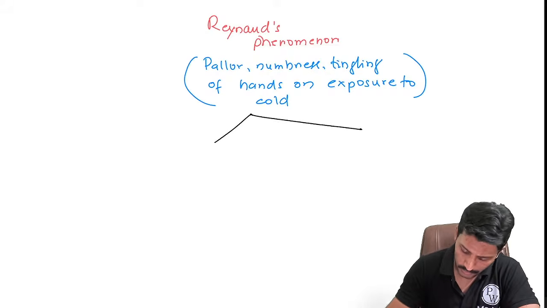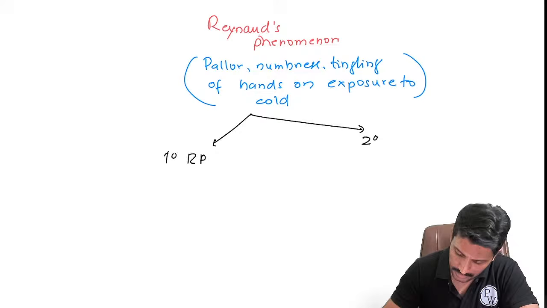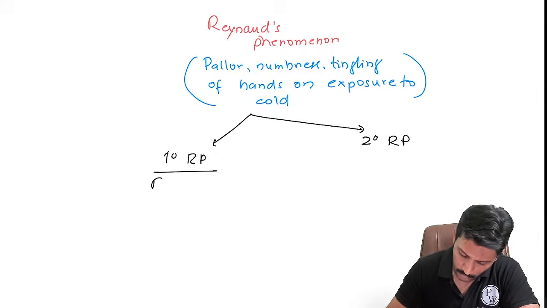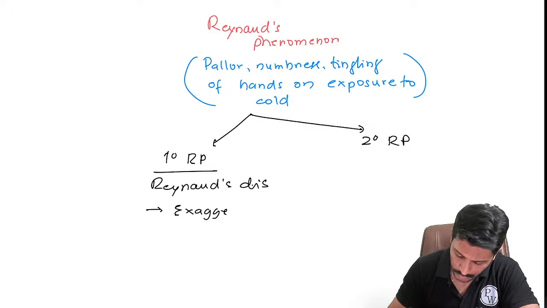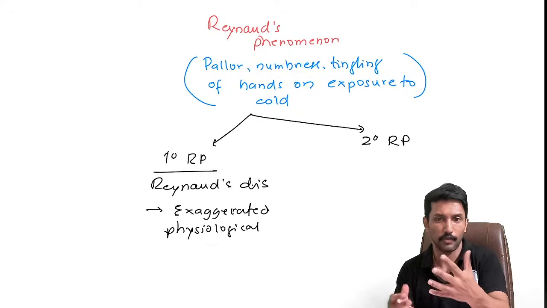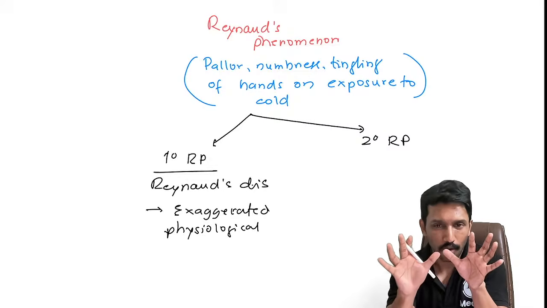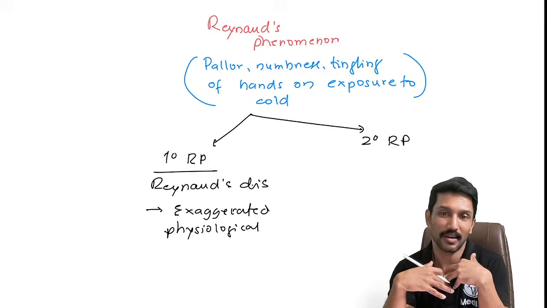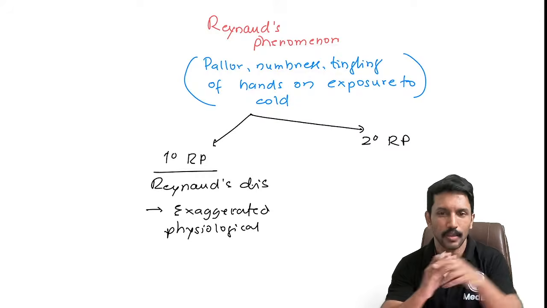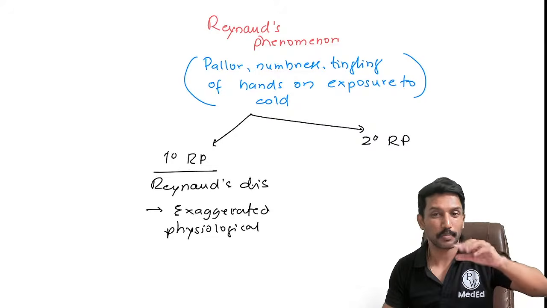There are two causes for it. One is called primary Raynaud's phenomenon and the other is called secondary Raynaud's phenomenon. Primary Raynaud's phenomenon is also called Raynaud's disease. Basically, here you have an exaggerated physiological response to cold. Normally when exposed to cold we have vasoconstriction. When exposed to warmth or a hot environment we have vasodilatation. That's why when you sit in front of a hot oven we become red, because there is vasodilatation, right? You put your hand in ice cold water and remove it, it becomes pale because of vasoconstriction.